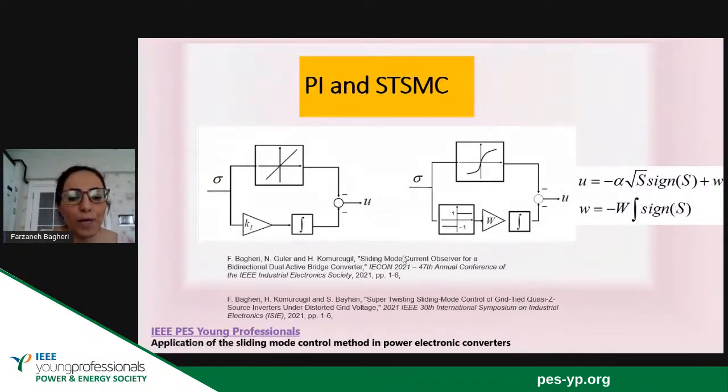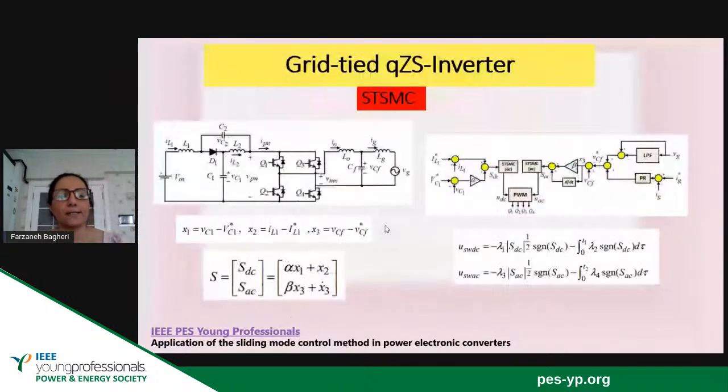There are also two papers that are here. You can go to these papers to see more detail about the super twisting sliding mode control, but I will give you some information about them. The first one is a grid-tied quasi-Z source inverter that uses super twisting sliding mode control instead of the conventional ones. If you look at this quasi-Z source inverter, it is connected to the grid via an LCL filter.